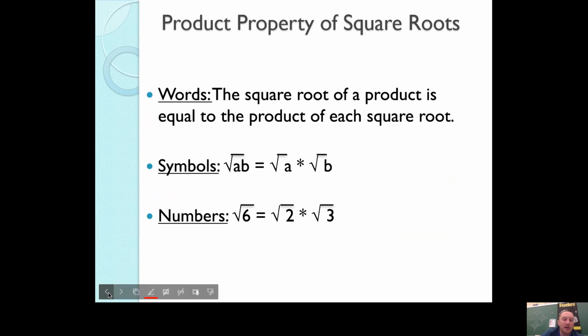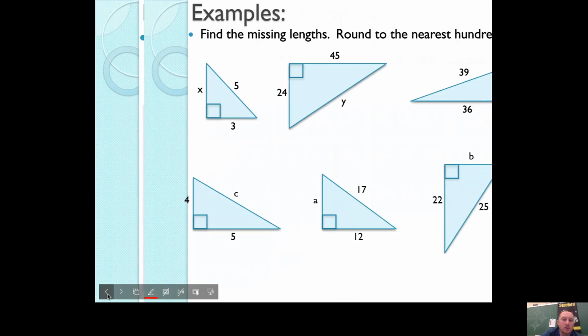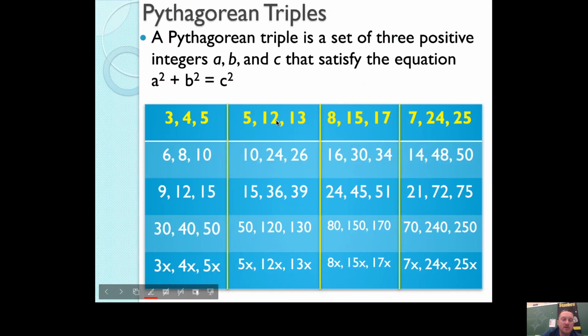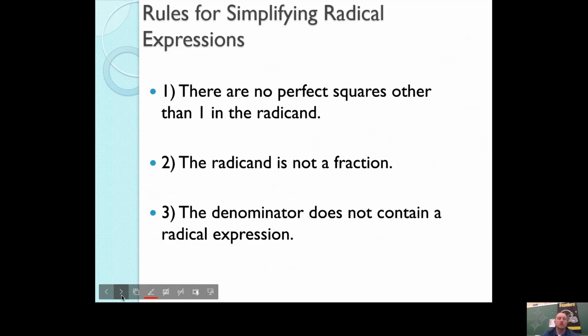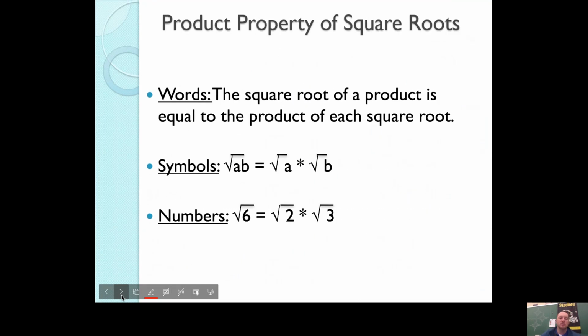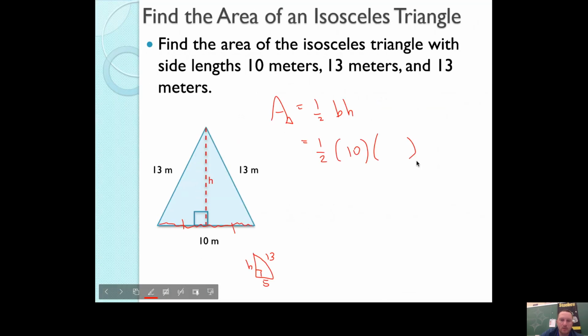But I'm going to go back and show you. 5, something, and 13. 5, 12, 13. It's a triple. So this is one of those situations where if you know your triples, you're going to get your answer really, really quick, and it's going to save some strain on your brain. So this height is definitely 12.